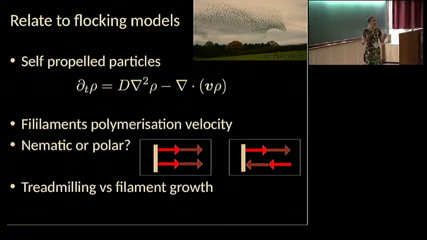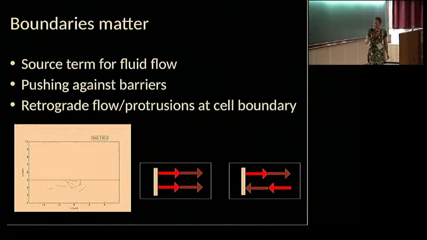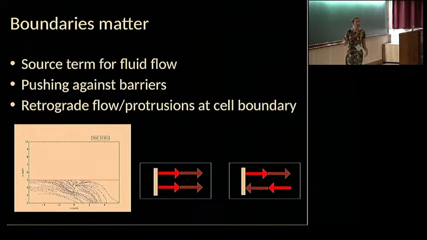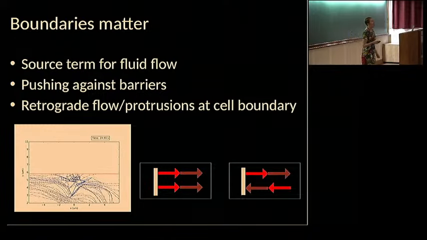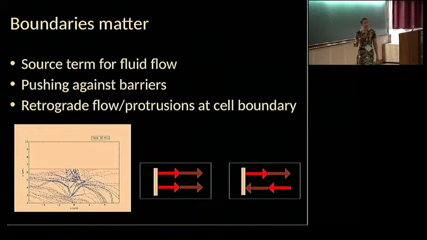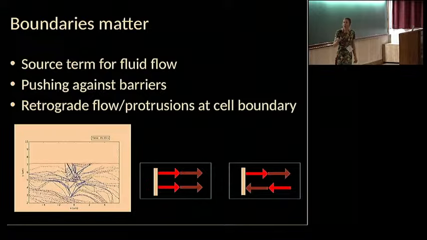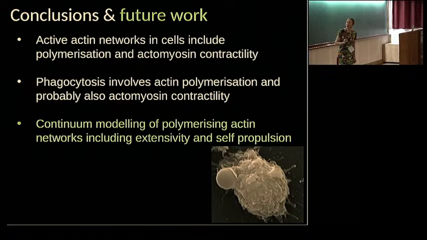If you have treadmilling actin or even growing actin, you have a polymerization velocity. This is like a self-propelled rod. Again, is this nematic or polar? Probably polar in this case. So how is actin polymerization related to these models? And finally, boundaries matter. So boundaries can be like a source term for fluid flow. You can get pushing against boundaries, you can get retrograde flow, protrusions at the cell boundary. I think in the future, we all need to think about boundaries more because they change things. So that's where I would like to conclude.